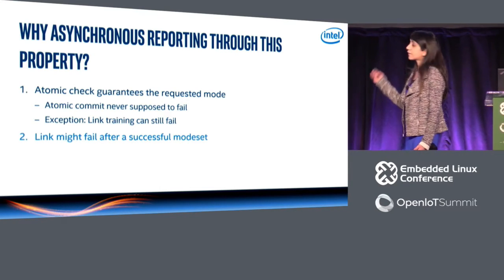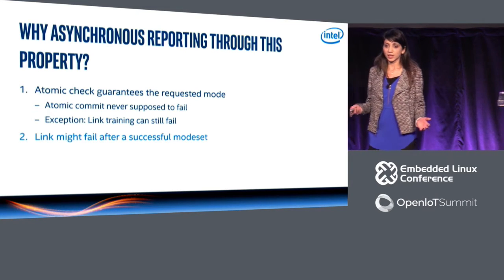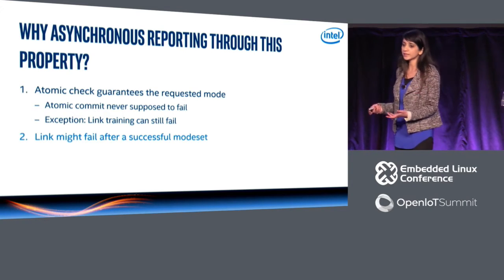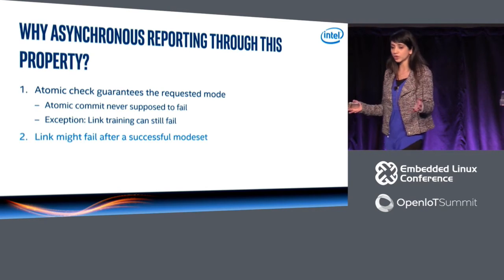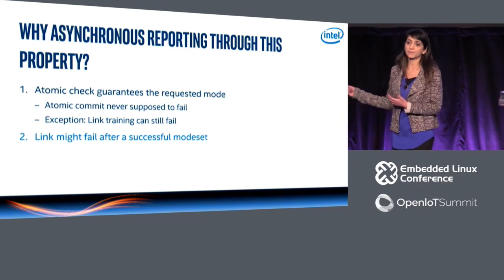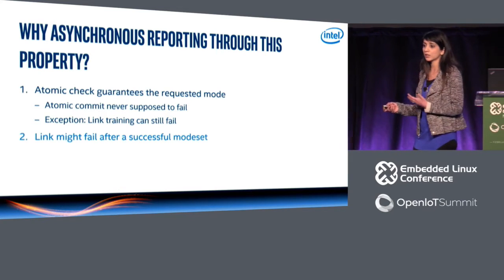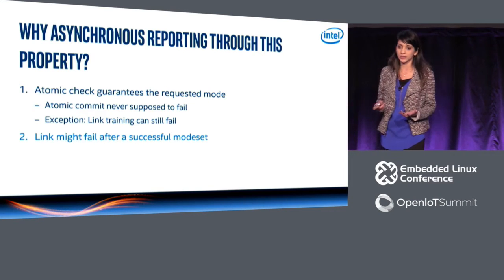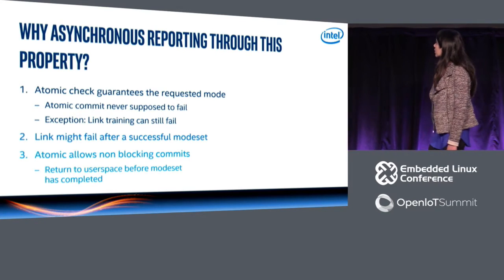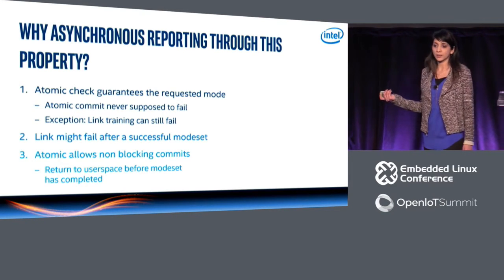The link might actually fail after a successful mode set. What that means is, you've connected the cable, the first time you get it all going, it's all happy, but something goes wrong in the cable later, and it can fail. So you need a way for the kernel to send that notification back to user space that something has changed with the hardware.